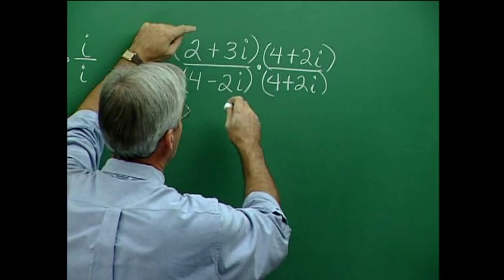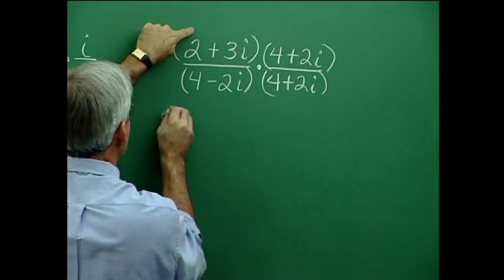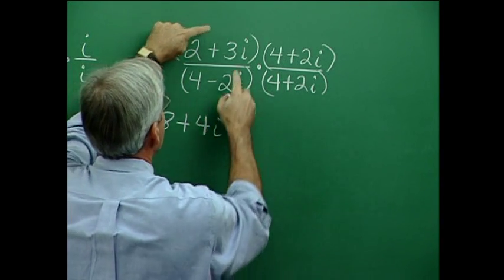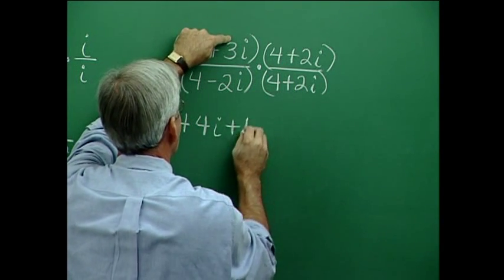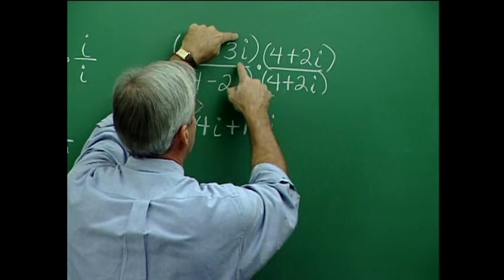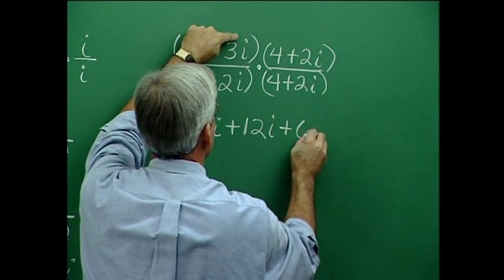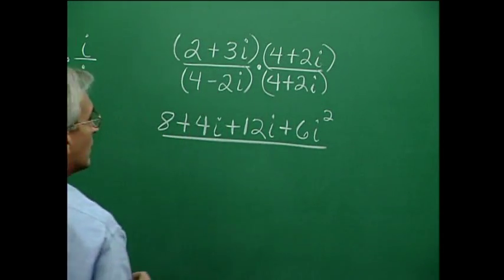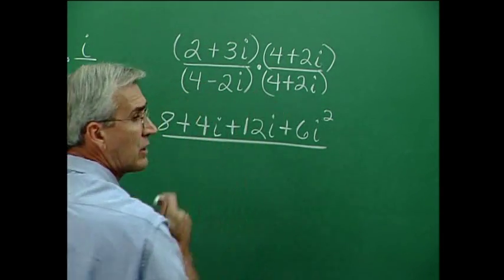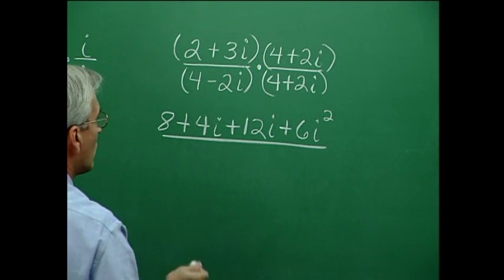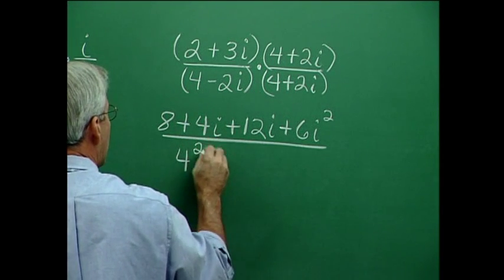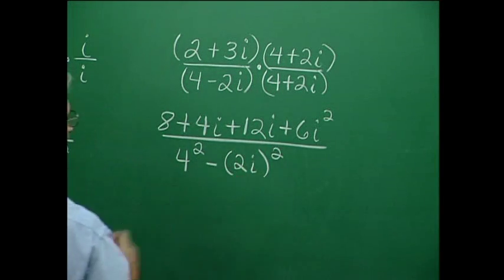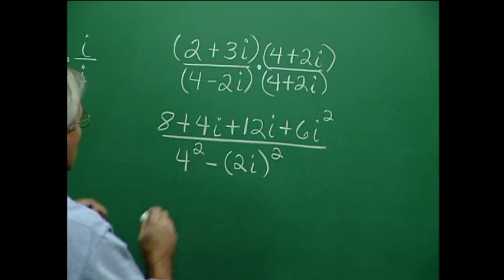I'm going to just use the FOIL method here. 2 times 4, 8. 2 times 2i, 4i. Then 3i times 4, 12i. And 3i times 2i, 6i squared. In the denominator, we're multiplying complex conjugates, so we get the difference of squares. It's the first term squared minus the second term squared. We'll come back and clean up that part a little bit later on.